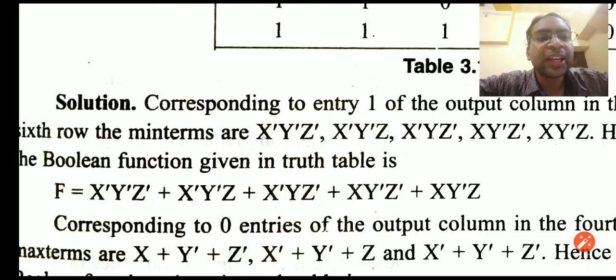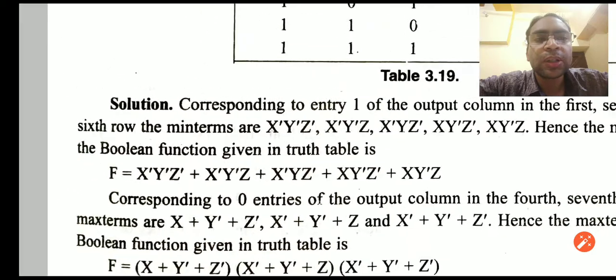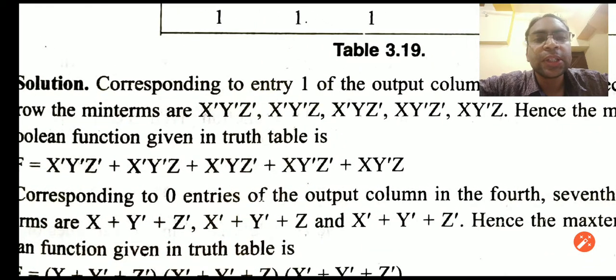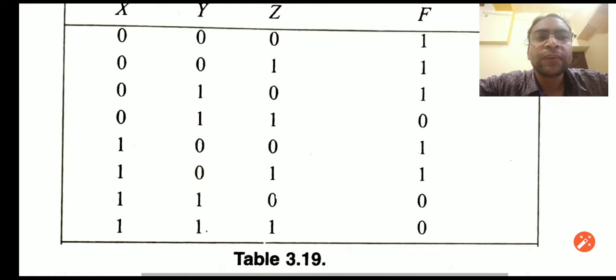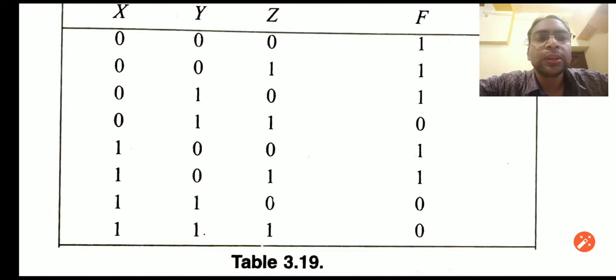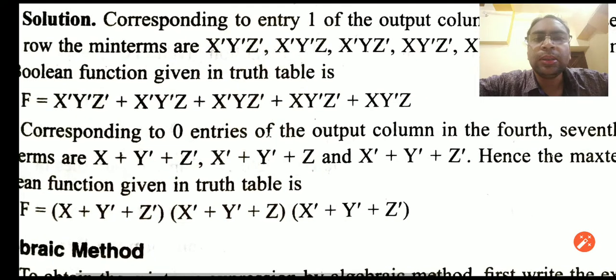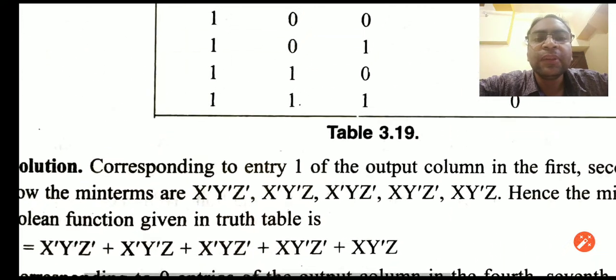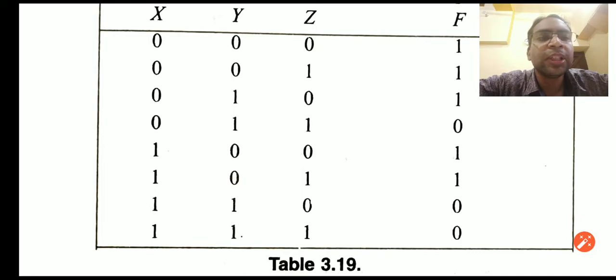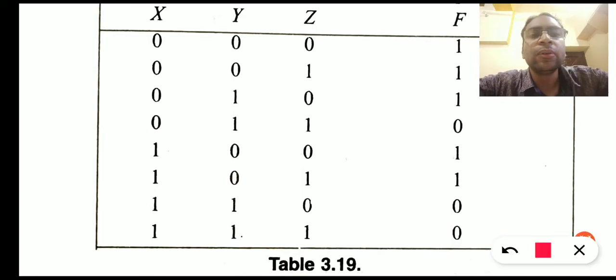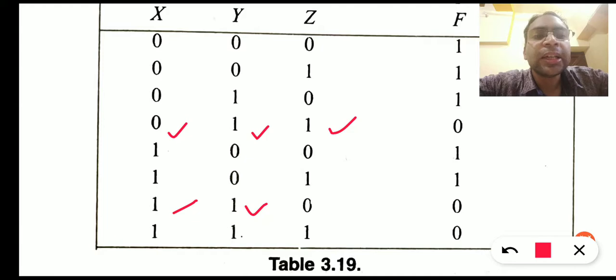Now let's talk about the second thing, that is the product of sums, where we'll find all the 0 entries in the output column. So we can see that these are the 4th row, 7th row and 8th row only. So we have only these 3 rows, 4th, 7th and 8th, from where we'll get the values. Let's see what the values are. In the 4th row, this is x bar, this is y and this is z. In the 7th row, this is x, y and z bar, and then x, y and z.